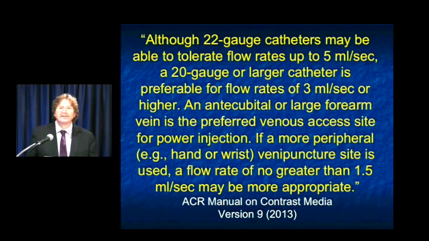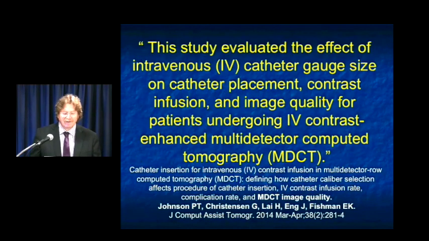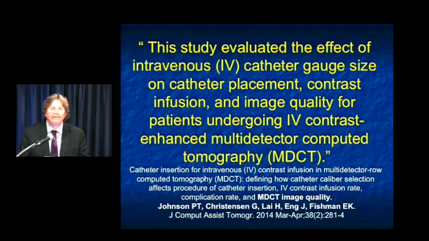The ACR manual says that if a peripheral hand or wrist venipuncture site is used, a flow rate should not be greater than 1.5. So you can see the ACR really looks at that very carefully. Now, one of the things we know, and where our problem comes in, with our fast scanners, we want to inject 5 cc's a second. With faster injection rates, we have better timing, we have better ability to create vascular maps, CT angiography, and everything else we need to do. So the question is, how good are we at starting IVs, and how often do we have problems?